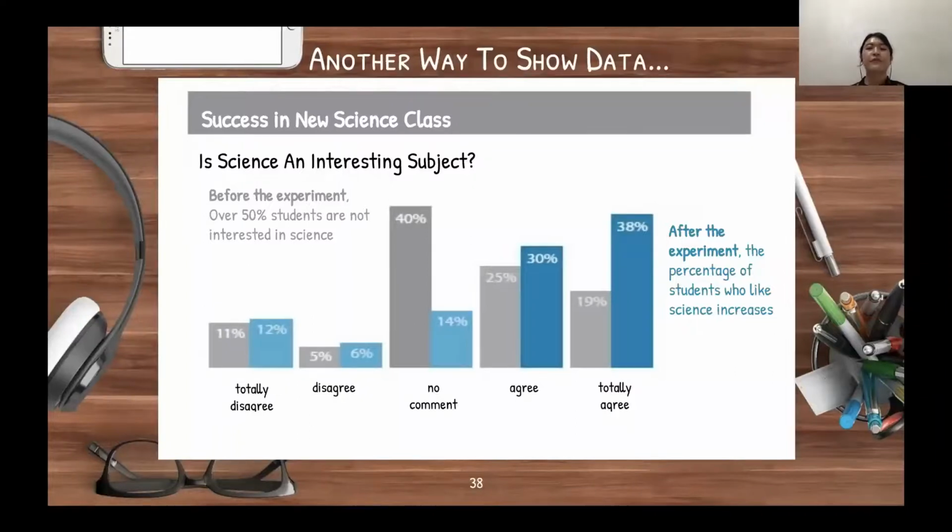So we can also add some words for it. For example, after the experiment, the percentage of students who like science increased. Yeah, you can just put some words in your graph. So the graph uses the 3 tips we mentioned before, right? So it is my idea, but I think your idea is really good. Thank you for your sharing.